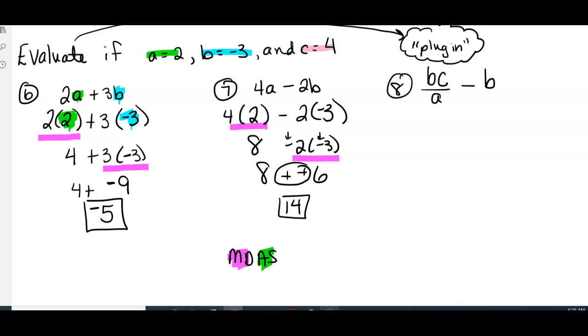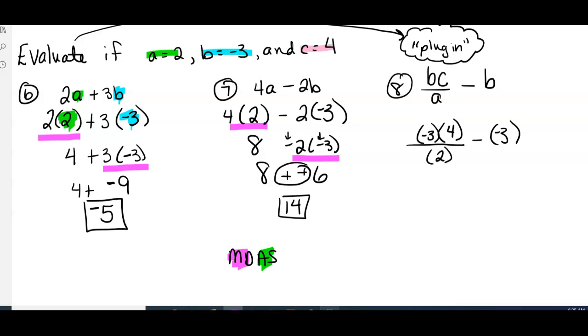Okay, last one, same idea. So I don't have any numbers. Oh my gosh. So no numbers just means a lot of parentheses. So a B and C on top, an A on the bottom, and then a B. Okay, so go ahead and plug that in. And if you want to try it, go ahead and try it. But let's start off by plugging it in. Okay, so B was -3, C was 4, A is 2, and B is -3.